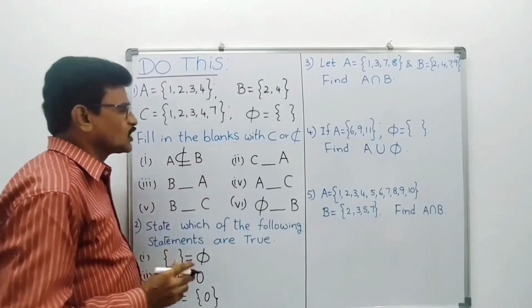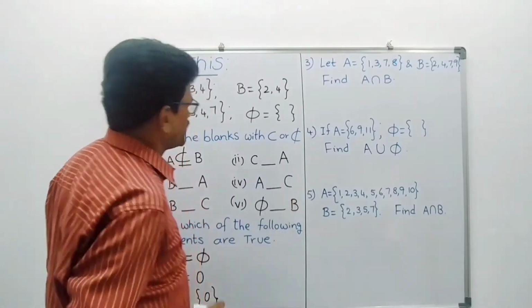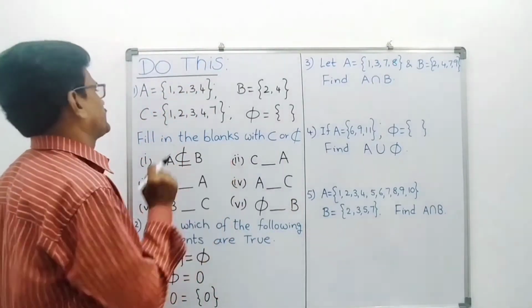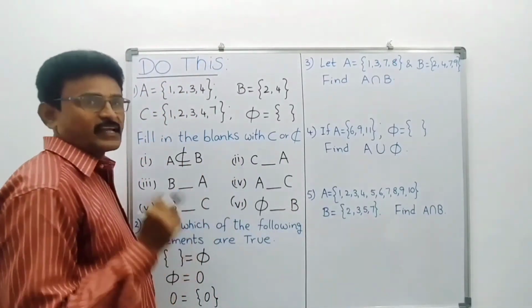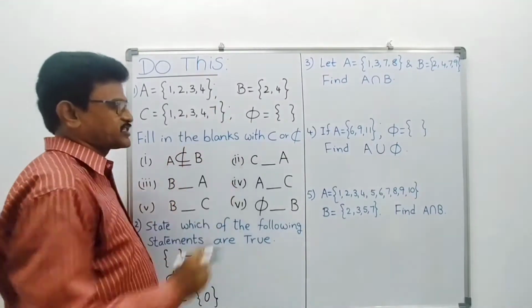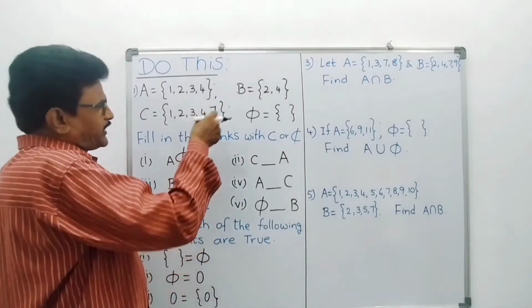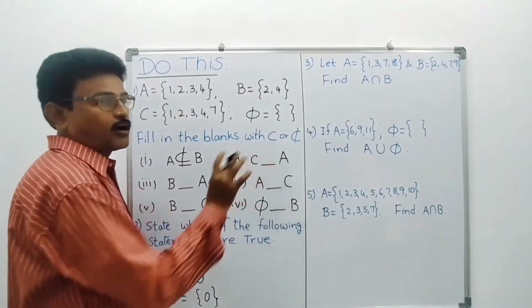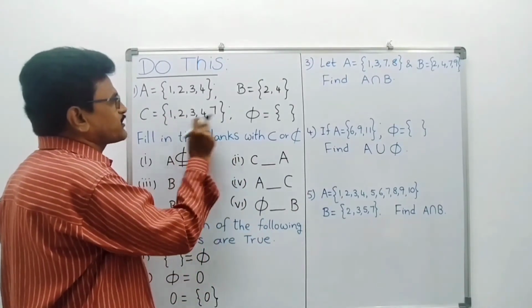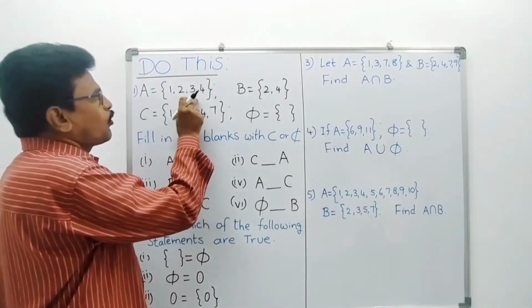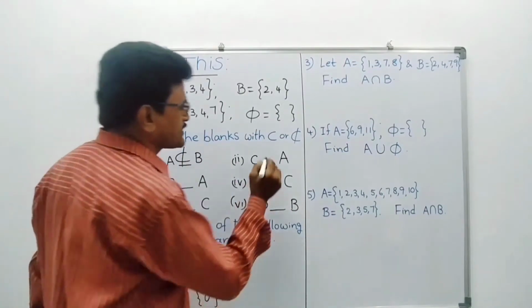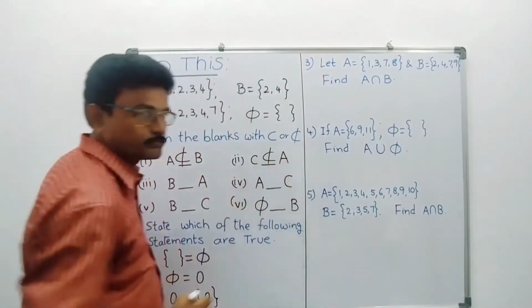Now see whether C is a subset of set A or not. What are the elements in set C? Read the elements: 1, 2, 3, 4, 7. Now check whether these elements are in set A or not. Here you check in A. 1, 2, 3, 4, 7 is not there. So it is also not a subset.